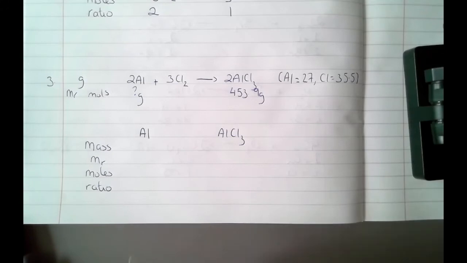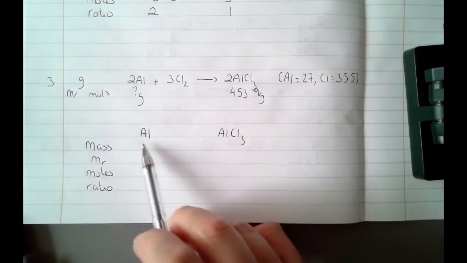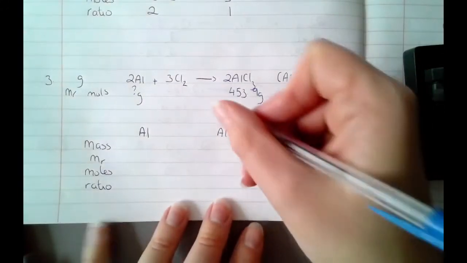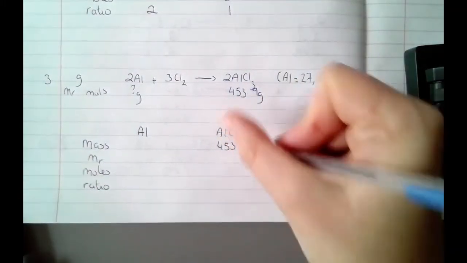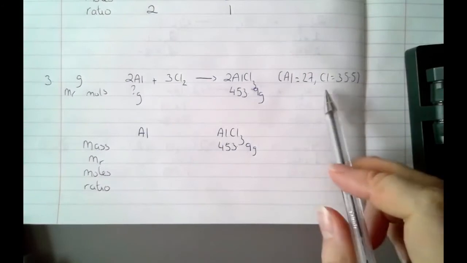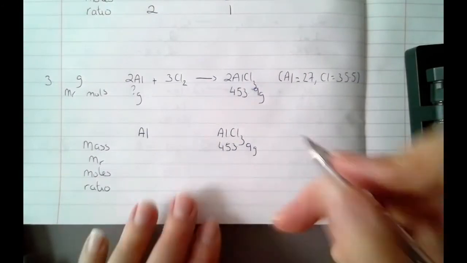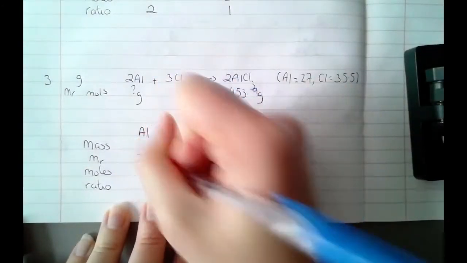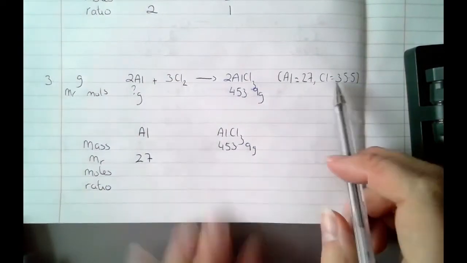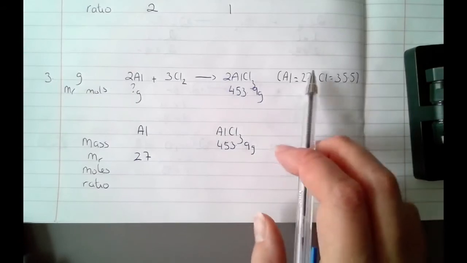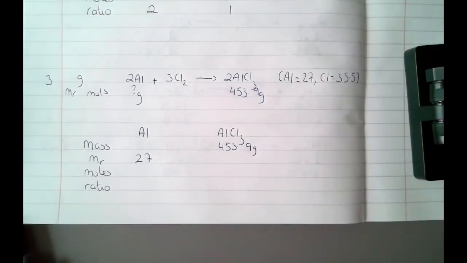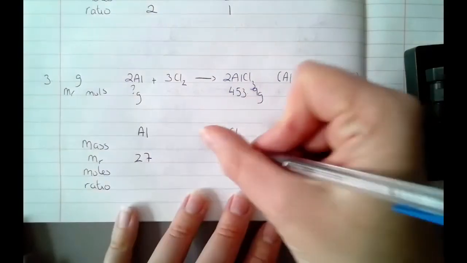And then I'm going to start filling in my table. The mass of aluminium, that is what I'm trying to find. For aluminium chloride, I know it's 453.9 grams. Formula mass, I use the numbers provided. So aluminium is just by itself. Formula mass of 27. Aluminium chloride, I've got 3 chlorine, so it's going to be 35.5 times 3 plus the 27 for the aluminium, and that gives me a formula mass of 133.5.